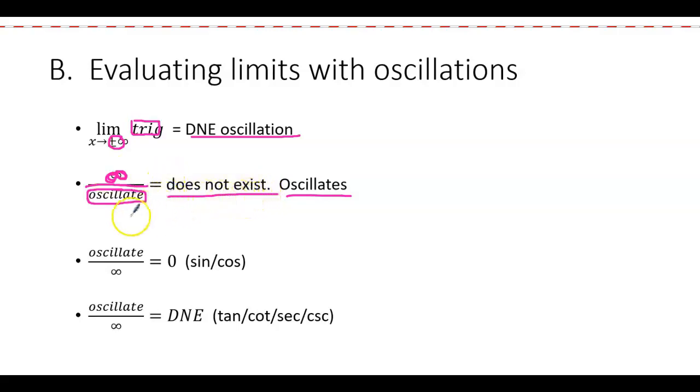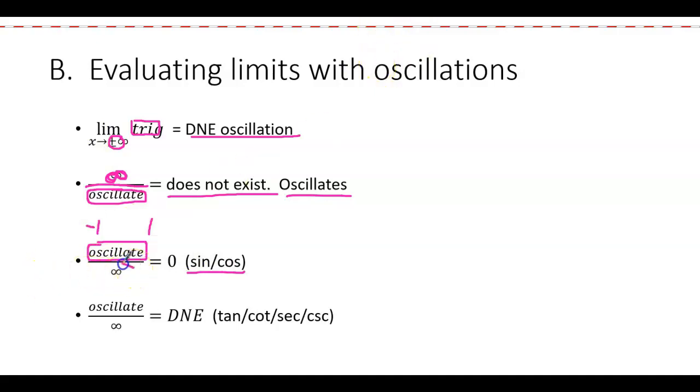Okay. What if you have an oscillation on the top? Well, let's talk about sine and cosine first. Now, sine and cosine, as I said, they really only bounce back and forth between 1 and negative 1, unless you're multiplying them by something. But for the most part, they pretty much just bounce back and forth between two numbers.